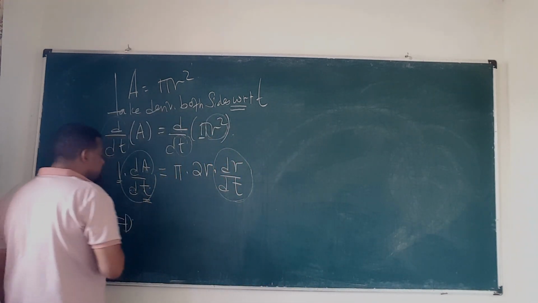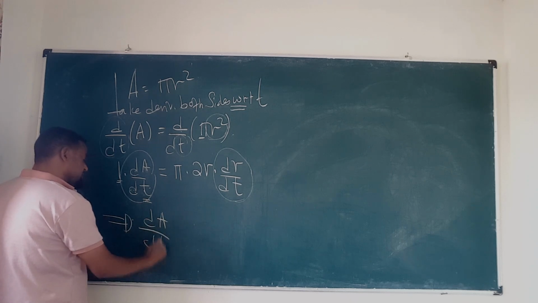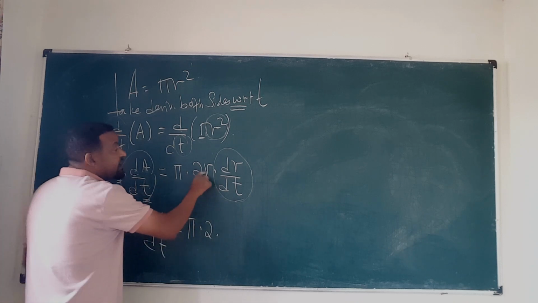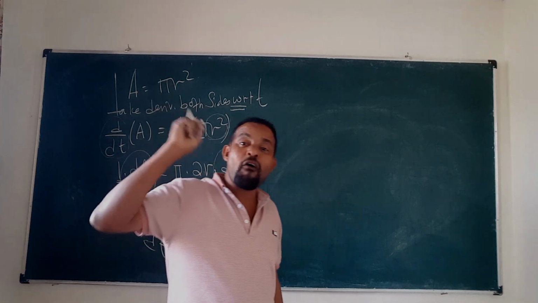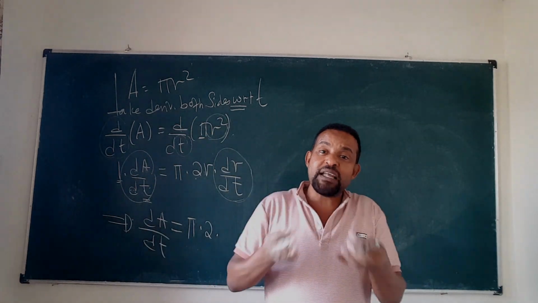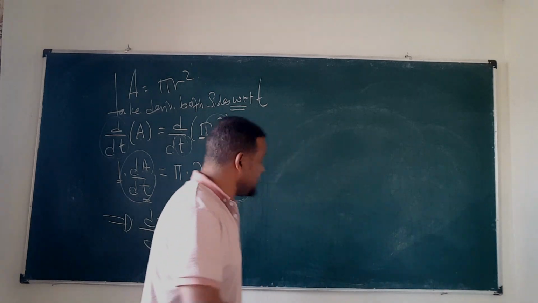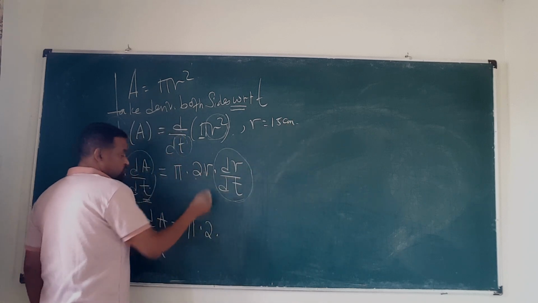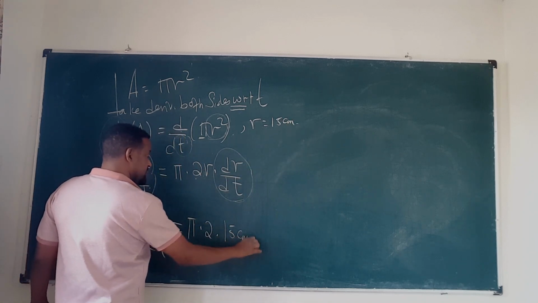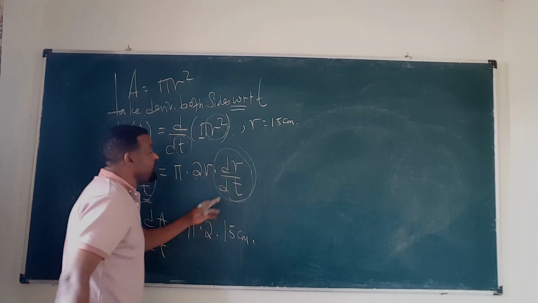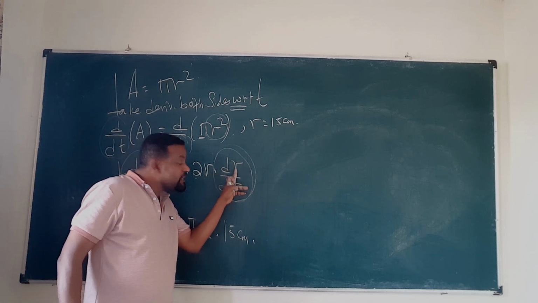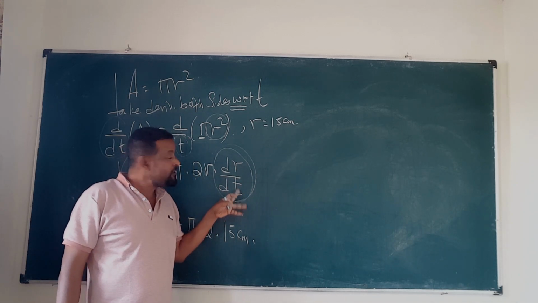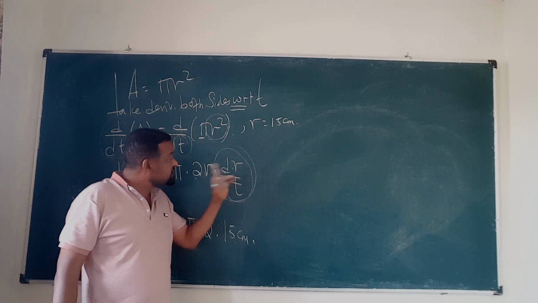So dA by dt is equal to pi times 2 times r times dr by dt. Now what does the question say? Find the rate of increase of the area of the circular plate when the radius is 50 centimeter. So the radius given is 50 centimeter, and in place of r we substitute it, times dr by dt, which is given. dr by dt means the rate of change of the radius of the circular plate with respect to time.